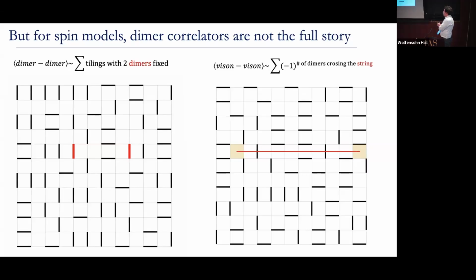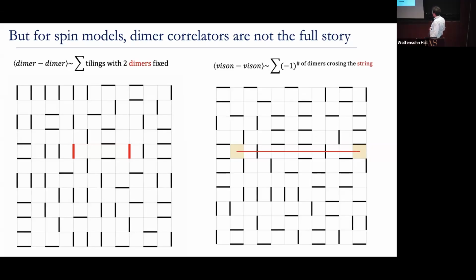The dimer-dimer correlation means that you freeze two dimers, don't touch them, and you count the number of all possible dimer coverings with these fixed, divided by the partition function, which is just the total number of dimer coverings. You get a result which is a function of the distance between the dimers, which may be a power law, exponential, or constant.